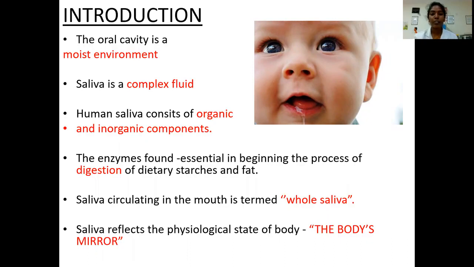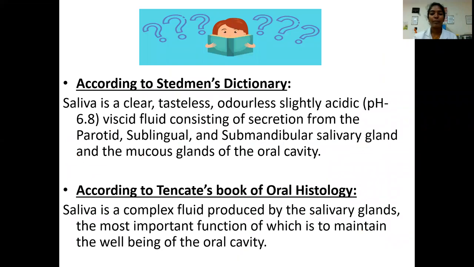Saliva circulating in the mouth is termed whole saliva. Saliva reflects the physiological status of the body; it is the body's mirror. According to Stedman's Dictionary, saliva is a clear, tasteless, odorless, slightly acidic fluid with a pH of 6.8, viscid, consisting of secretion from the parotid, sublingual and submandibular salivary glands and the mucous glands of the oral cavity.